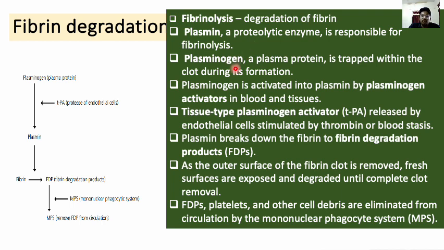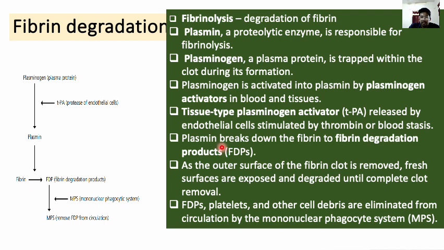Plasminogen is the inactive form of plasmin, which is seen in the plasma, and it gets trapped when the clot is formed. Within the clot, the plasminogen is present, and the plasminogen becomes activated to the plasmin form by the plasminogen activators seen in the blood as well as tissue. Tissue type plasminogen activator, that is TPA, is released by the endothelial cells, and the reason for this tissue type plasminogen activator formation is the thrombin and the blood stasis. When a clot is formed, there's presence of thrombin and blood stasis, and because of these, the tissue type plasminogen activator is formed. The TPA causes the breakdown.